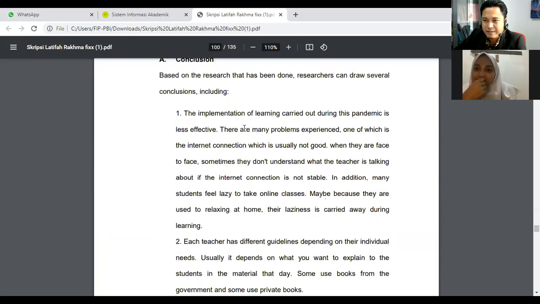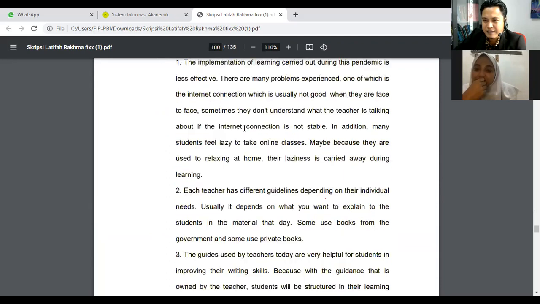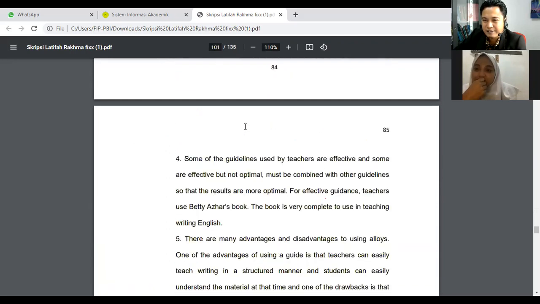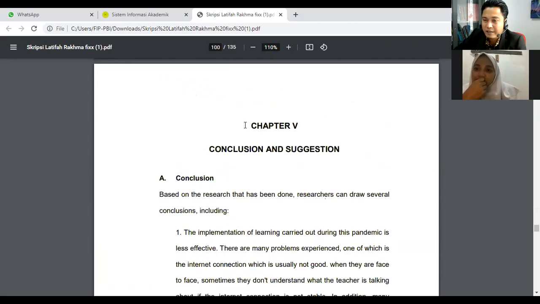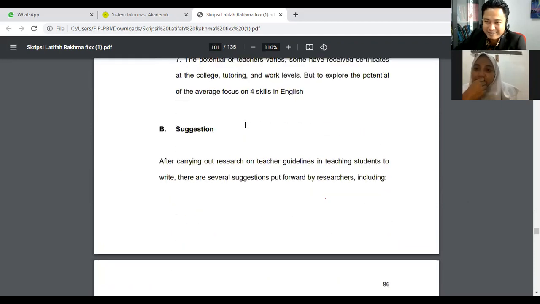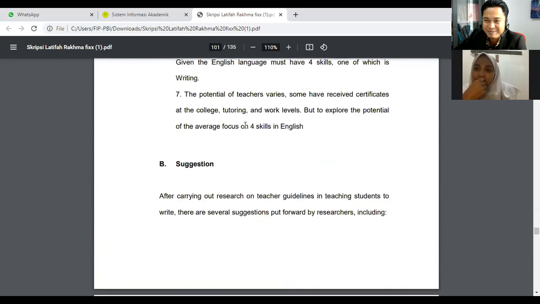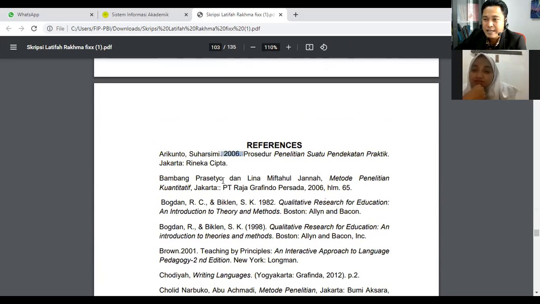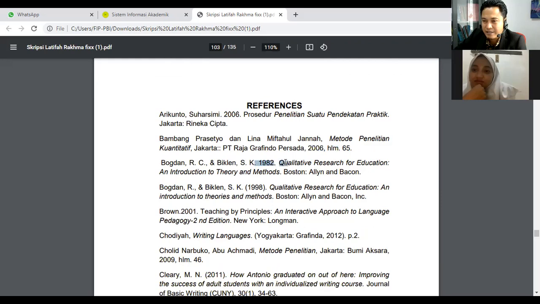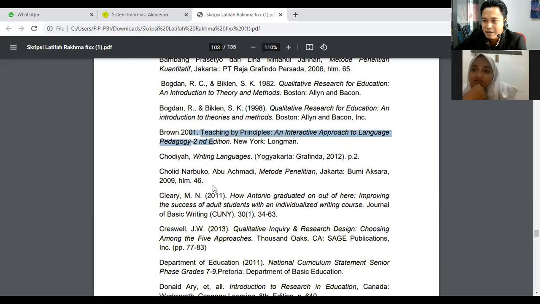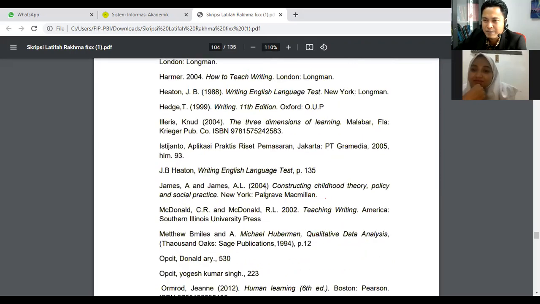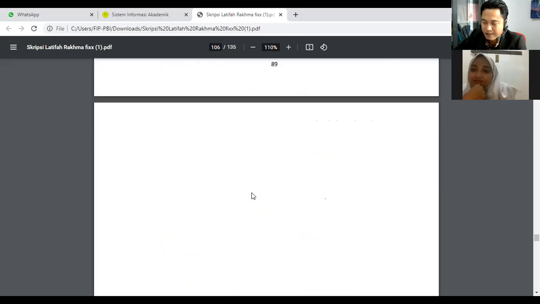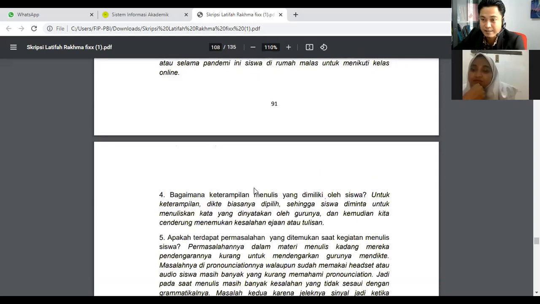Okay, now look at the conclusions. I guess your conclusion should be okay. You don't have to revise it because you already have many revisions for the first, second, third, and fourth chapters. Suggestion, that's okay. Okay, look at this one. From all of your references: first reference, no, second reference, no, third, no, fourth, no, fifth, no, sixth, no. This one, yes. The majority of your references seem not up to date. You have to revise it.